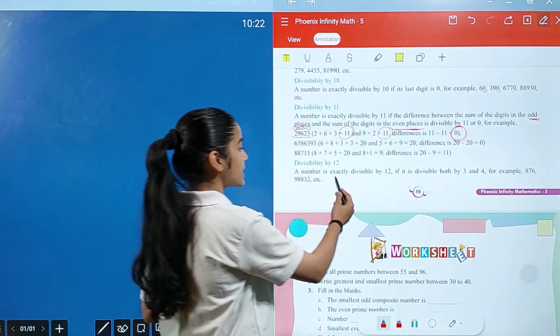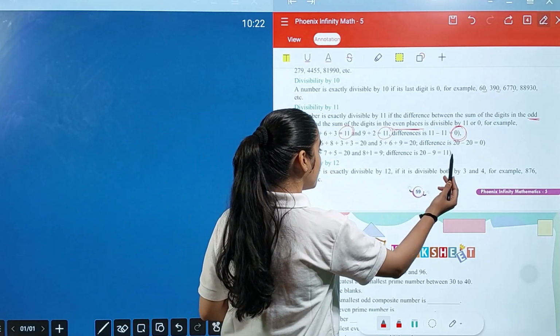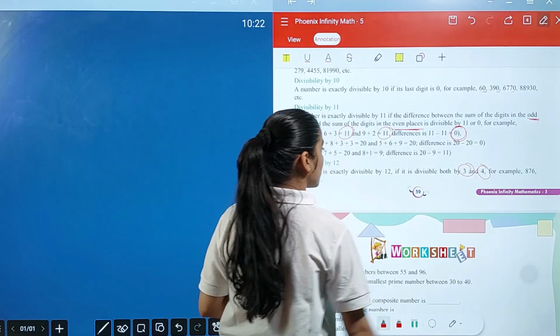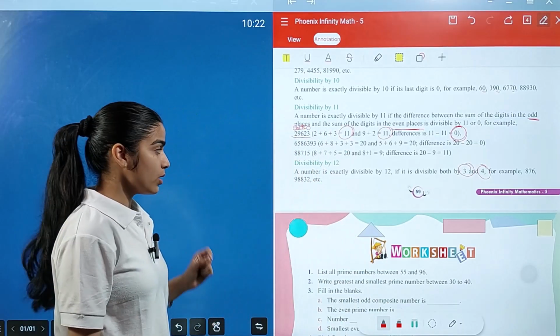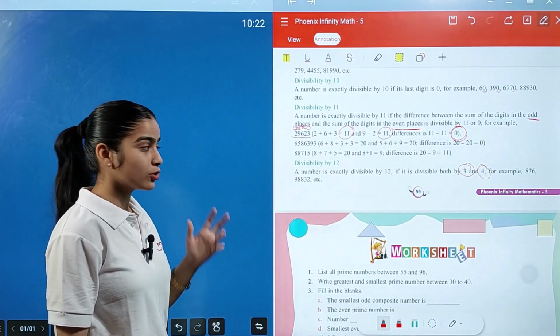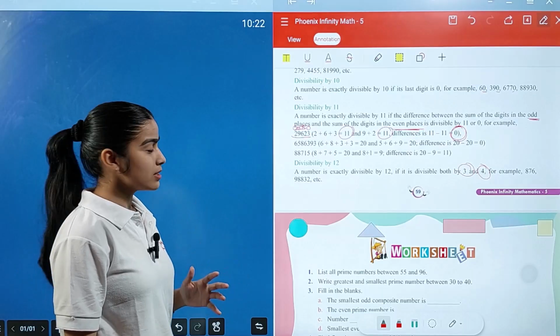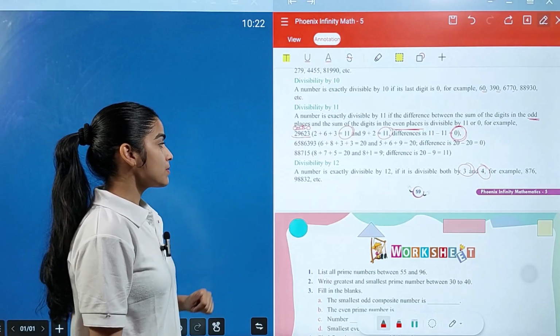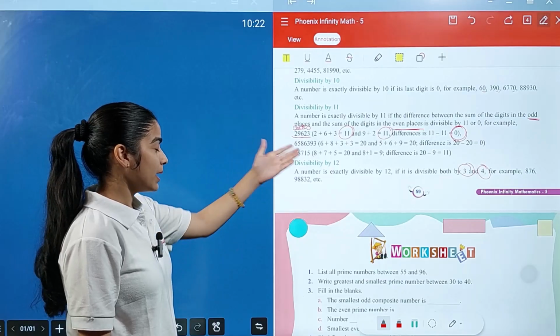So now we have the divisibility test by 12. A number is exactly divisible by 12 if it is divisible by both 3 and 4, because 3 and 4 are the factors of 12. So if the given number fulfills the conditions for the 3 and 4 divisibility tests, then you can say that the given number is divisible by 12.